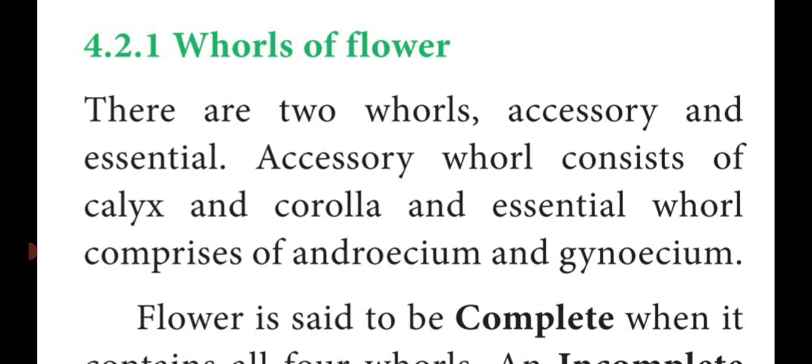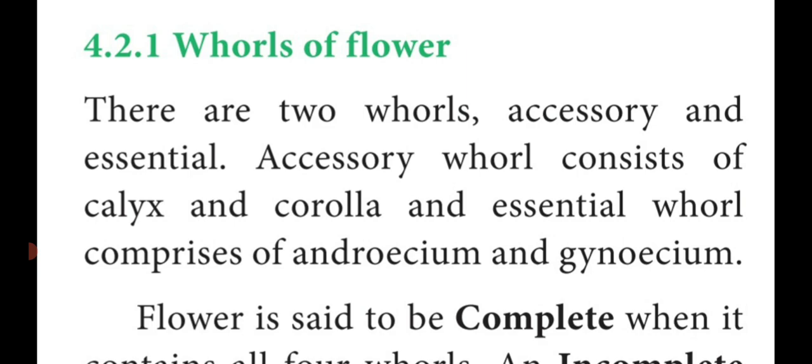Dear students, the flower consists of two types of whorls, one is the essential whorl, another one is the accessory whorl. Essential whorls means the floral parts which are responsible for reproduction are known as essential whorl. Another one, accessory whorl. The floral parts which do not take part in the reproductive function, but are also helping the reproductive process, are known as accessory whorl or helping whorl.